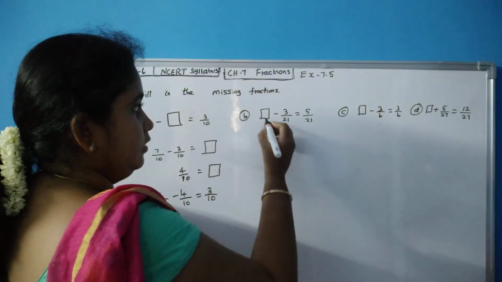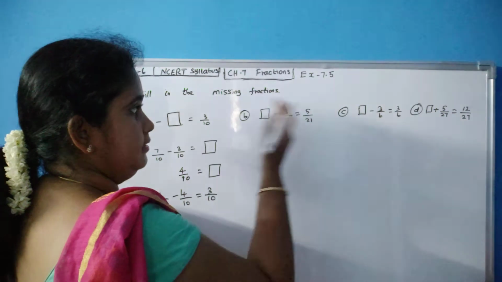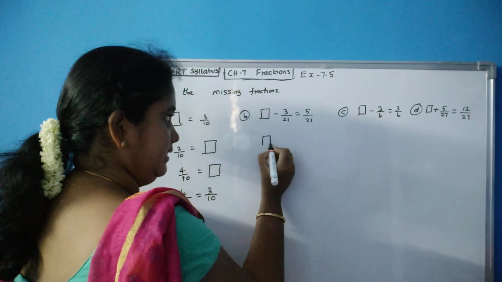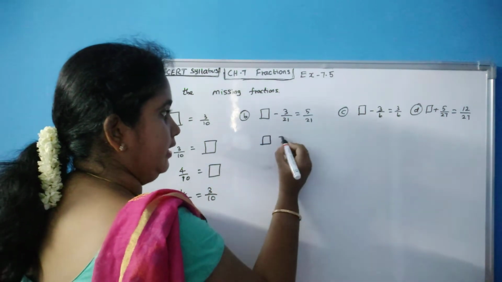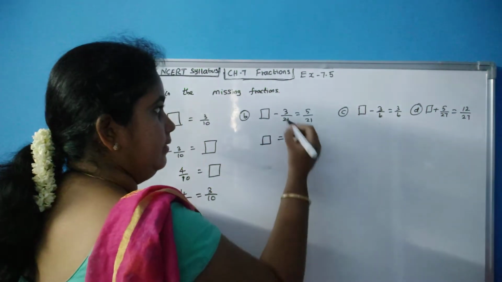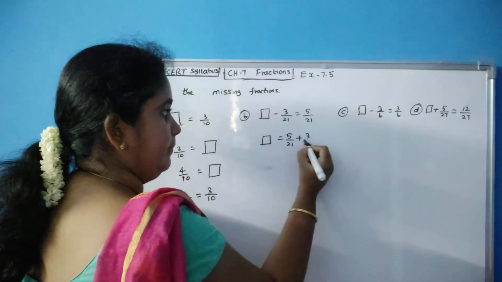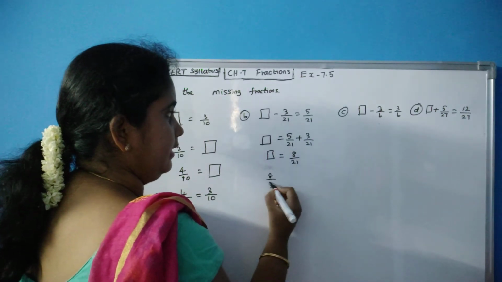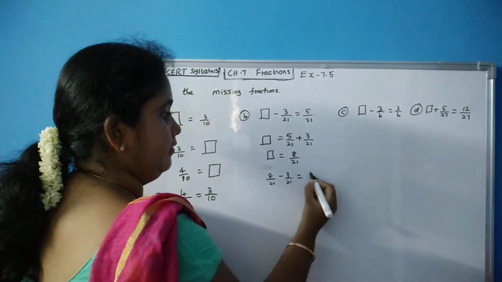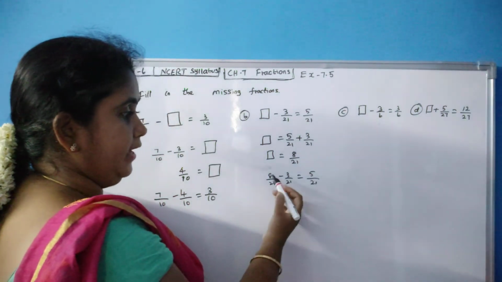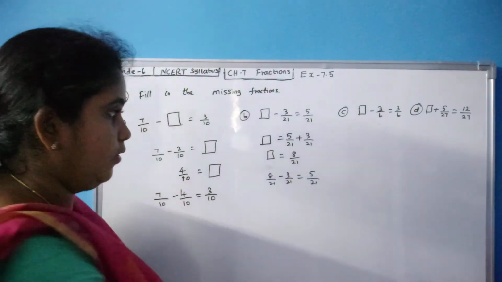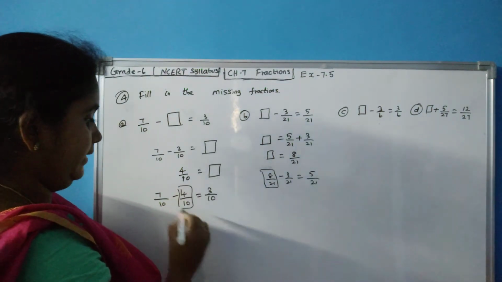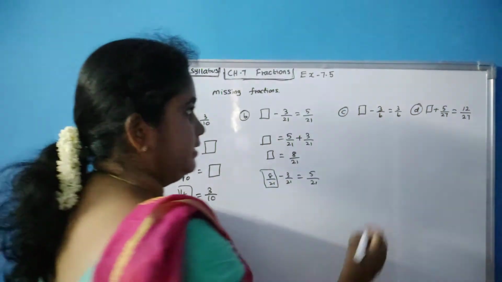Next one. Keep the box this side itself and take the minus that side. 5 by 21, here minus means when it comes this side it becomes plus 3 by 21. So box is equal to 8 by 21. Now you can write 8 by 21 minus 3 by 21 gives you 5 by 21. You can cross verify, 8 minus 3 is 5, so the answer is correct. The box is 8 by 21. Here the box is 4 by 10. Hope you understand. See the next sum.